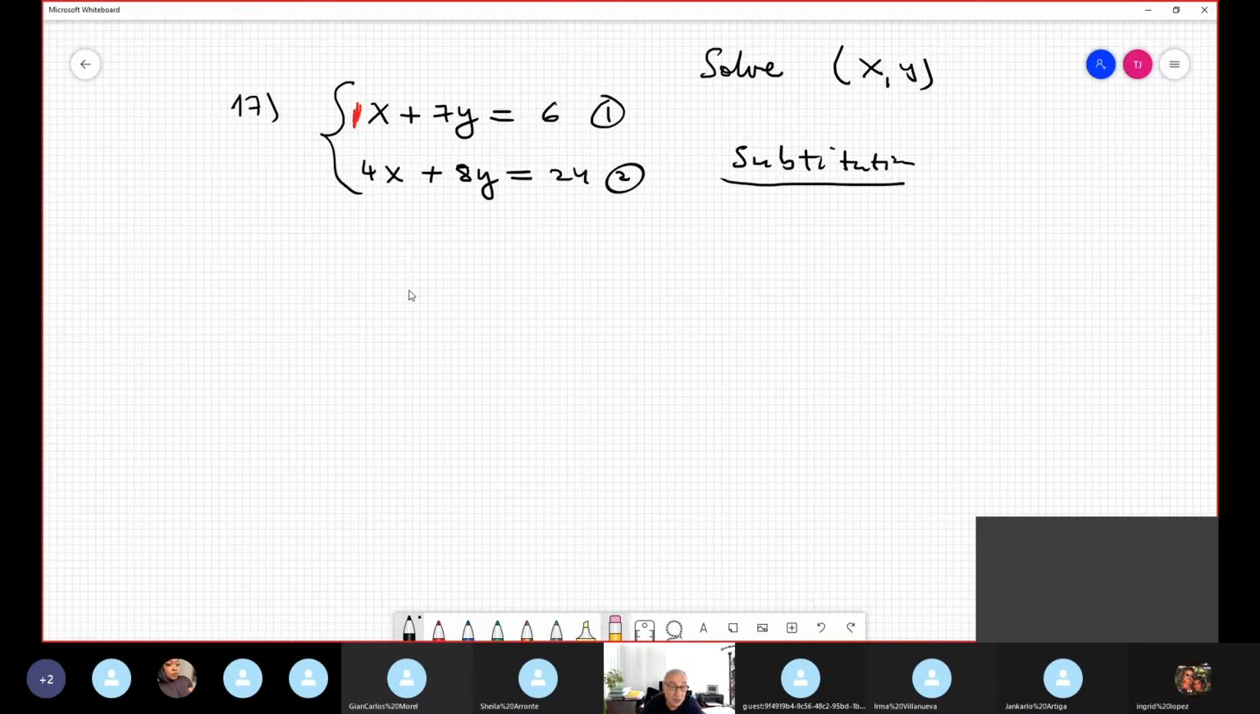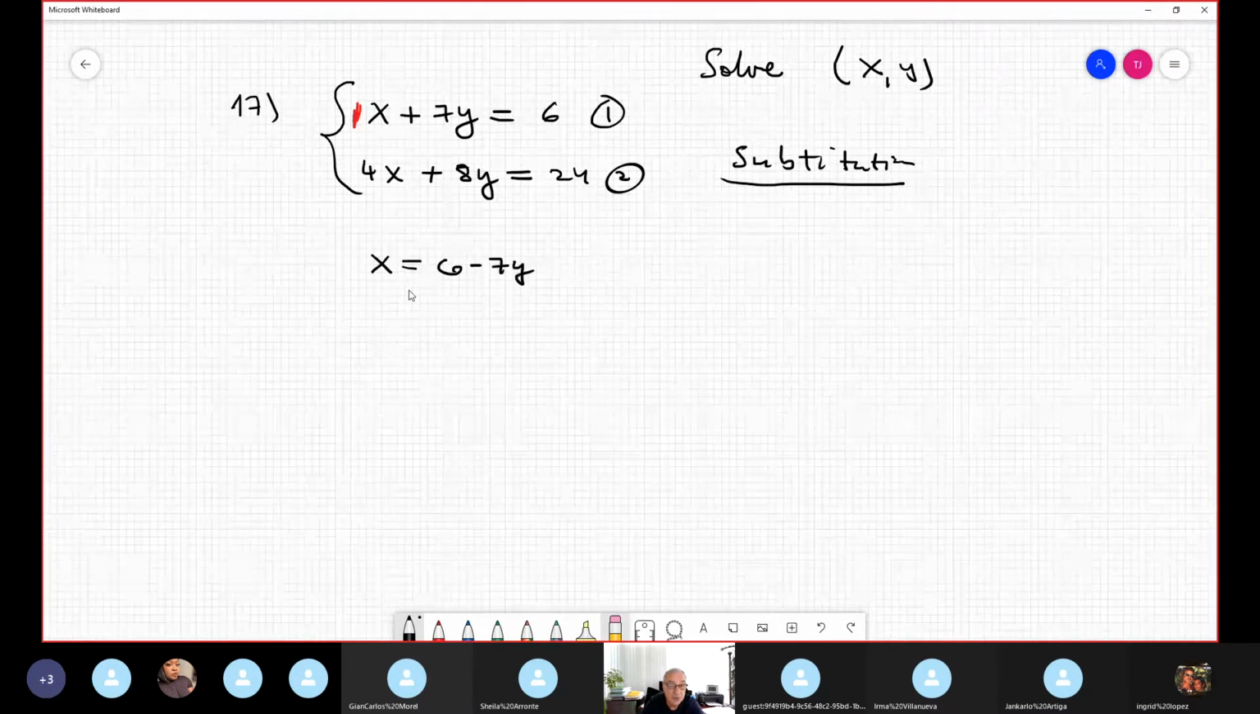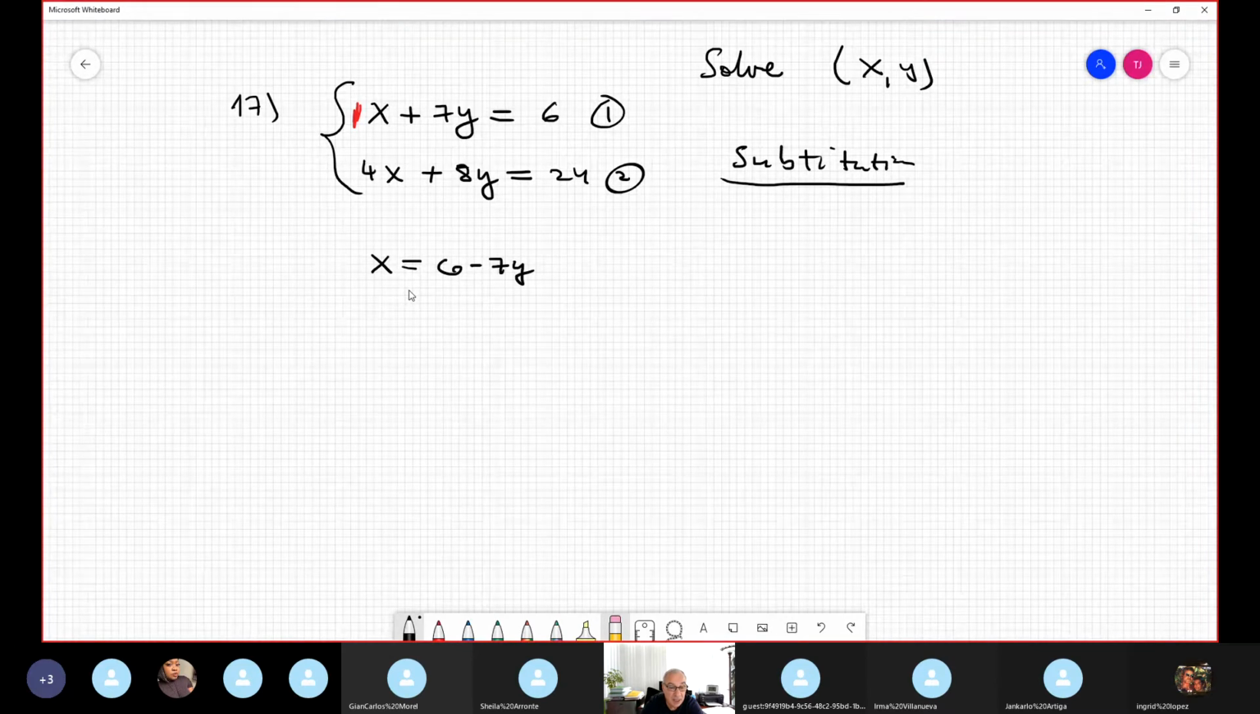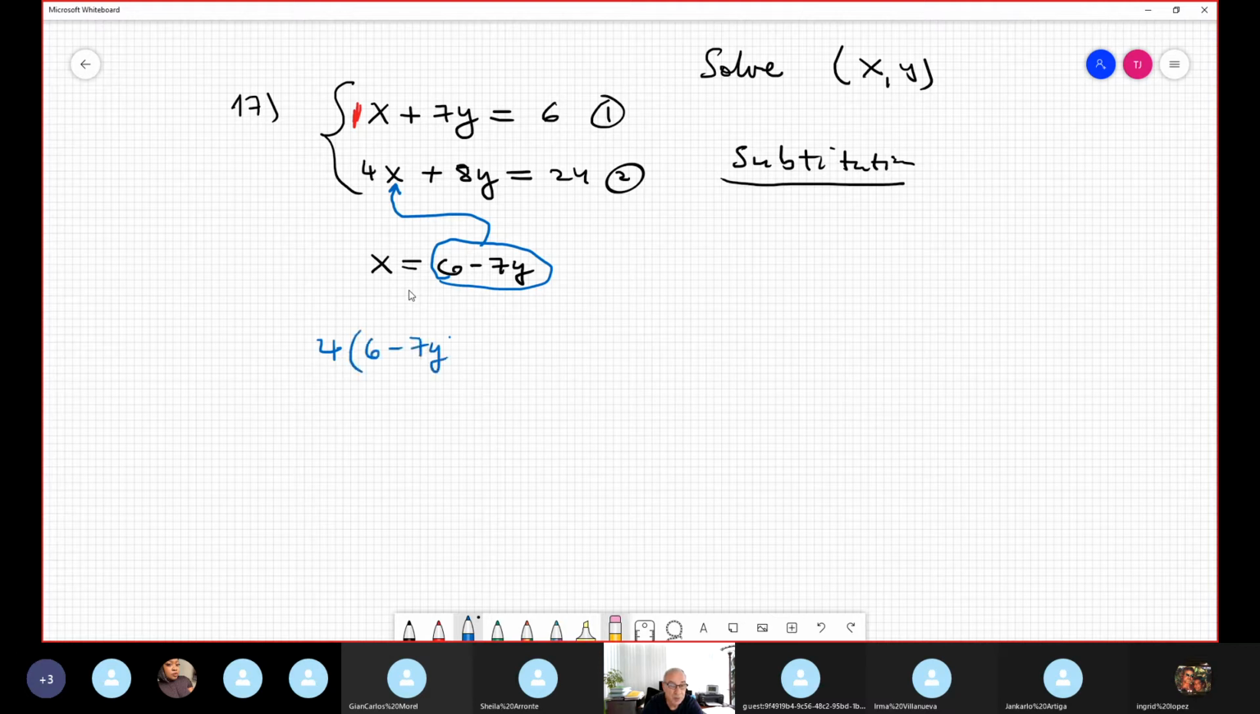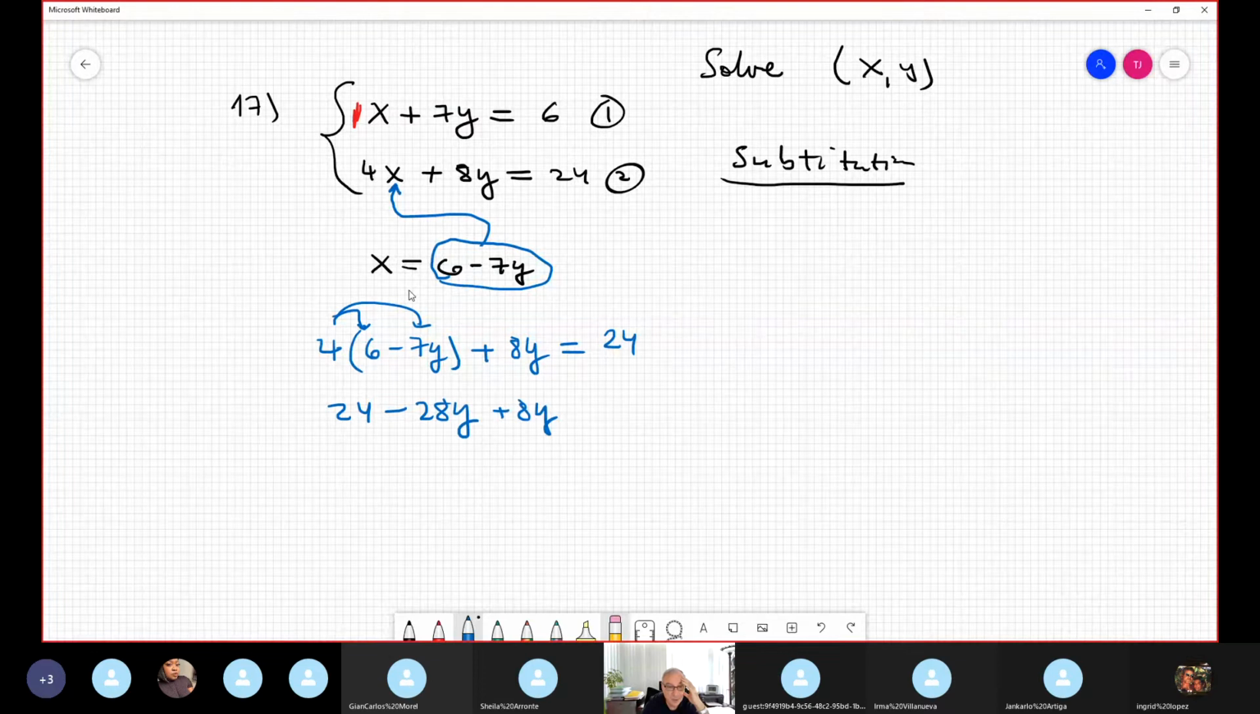You solve for the variable that contains coefficient 1, which is x equal 6 minus 7y. I move 7y to the right hand side as negative. And now use substitution: this expression in the other equation in the x place. That's 4 times (6 minus 7y) plus ay equal 24. In that moment, we have only one equation that contains only one variable. Apply the distributive property: 24 minus 28y plus ay equal 24.